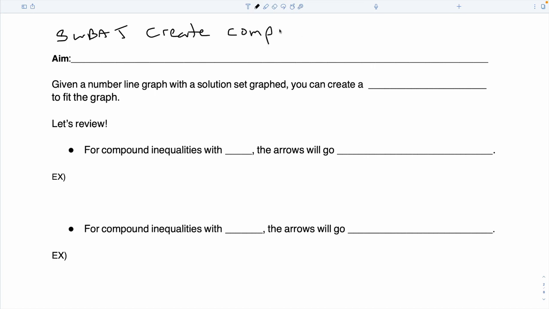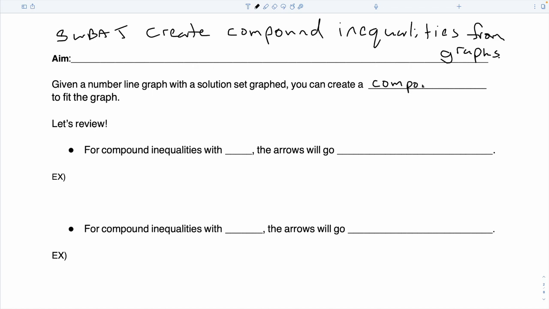Instead of making a graph, we're going to look at a graph and make the inequality. If you're given a number line with a solution set already graphed, you can create a compound inequality to fit the graph.